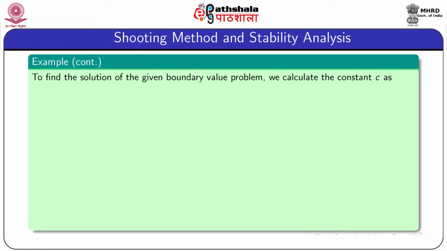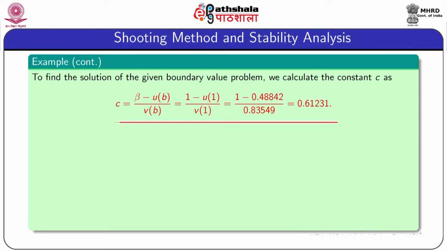To find the solution of the given boundary value problem, we calculate the constant C, which is mentioned in the theory as C2. C equal to (beta minus u(b)) divided by v(b), which is equal to (1 minus u(1), in this case b equal to 1) divided by v(1), equal to (1 minus 0.48842) divided by 0.83549. After simplification, the value of C becomes 0.61231.